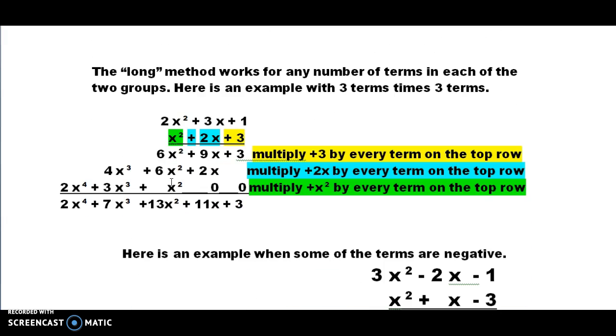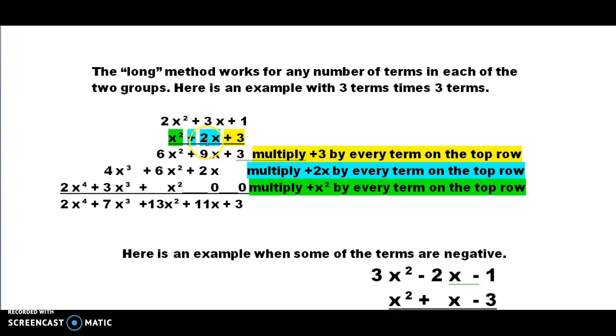The long multiplication also works for, we said, any number of terms. So here's an example where there are 3 terms times 3 terms. So I would expect to have 9 multiplications. The first thing we're going to do is take this 3 here in the yellow, and multiply it by each of the terms on the top row. That's where I get the 6x squared plus 9x plus 3.